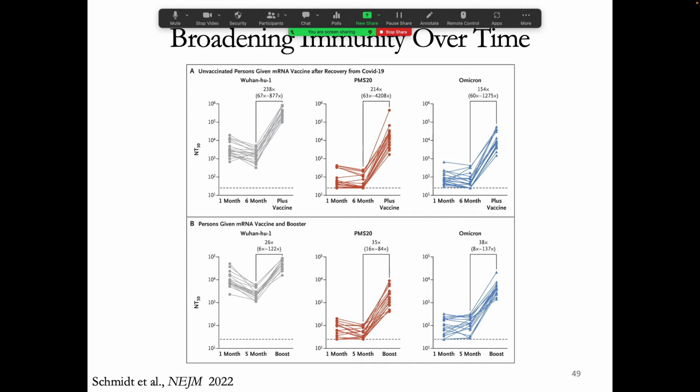However, when you see that antigen again, either in a vaccine after recovery or in a boost, suddenly your immune response increases against these similar viruses. So what we seem to see is this broadening of the immune response over time. So now not only can you recognize the original virus that you were infected with, you can also recognize some of these other variants. And we've seen this broadening in many, many studies.